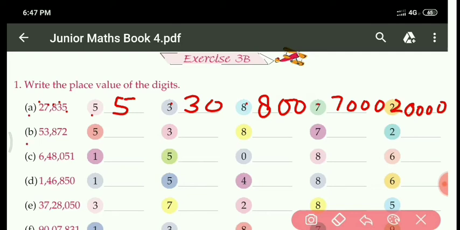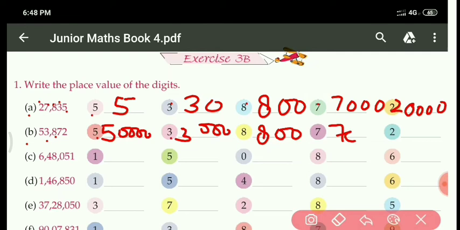Similarly, next part also. Here 5. Which place? Ones, tens, 100, 1000, 10,000. It is given at the 10,000 place. So place value of 5 will be 5 followed by 4 zeros. Okay. Next, 3 is given at the 1000 place, so 3 followed by 3 zeros. Next, 8 is given at the 100 place, so place value of 8 will be 800. Then 7 is given at the tens place, so 7 tens are equal to 70. Next, 2 is given at the ones place, so 2 ones are equal to 2 only.